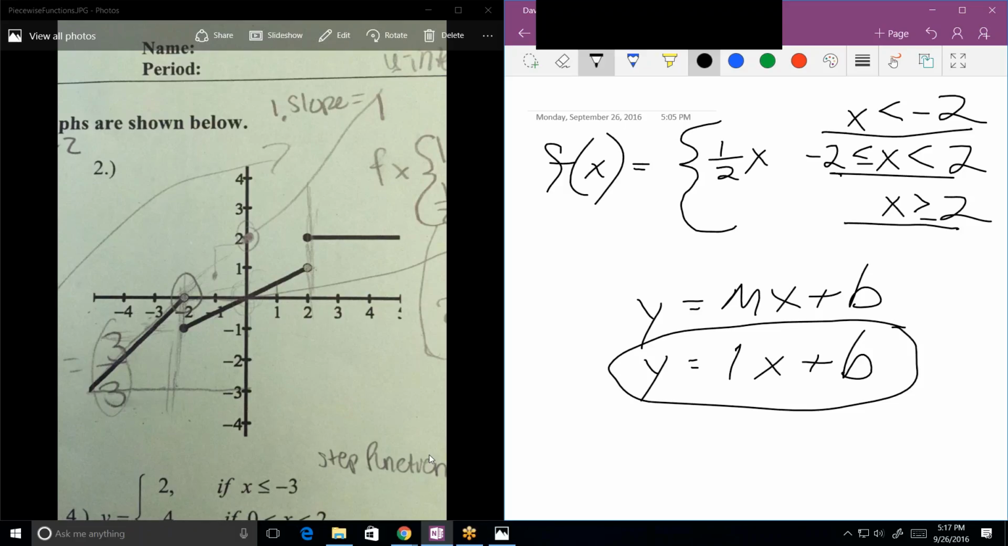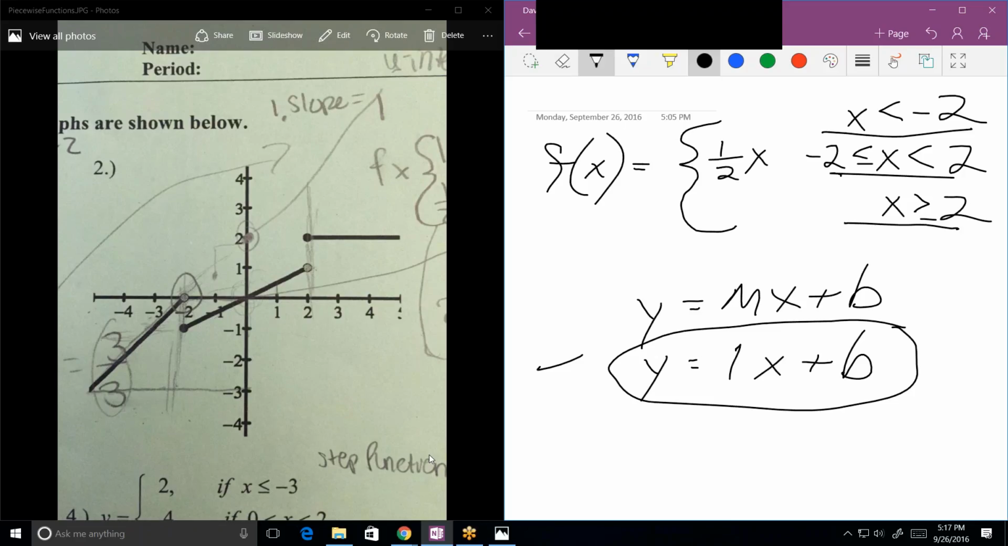Well, we could plug in a point that's on the curve or the line. Plug its x and y coordinate into this equation, and that will allow you to solve for b. So what's the easiest point to plug in?